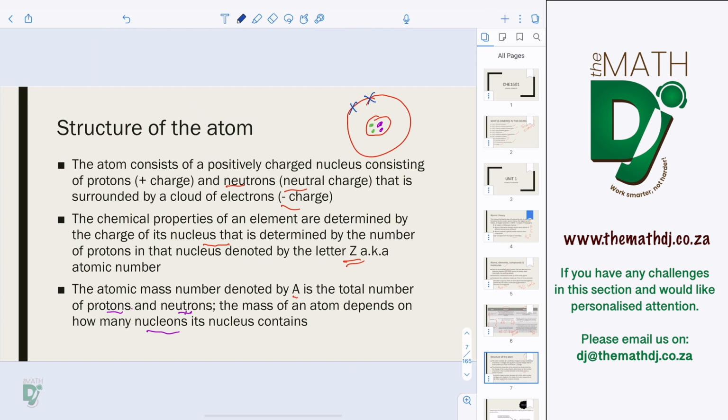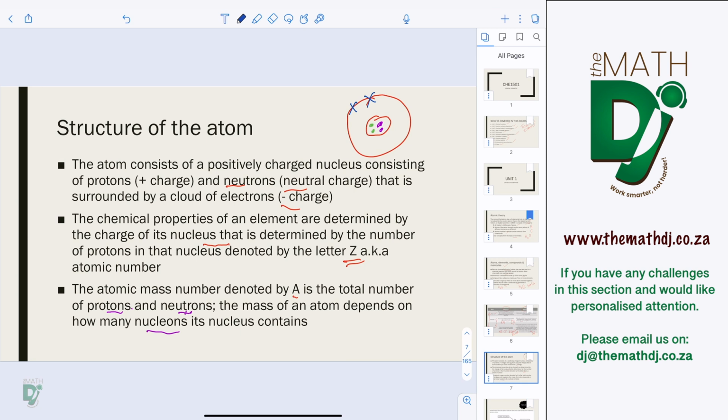There are electrons. Electrons have a negative charge, so they balance out the nucleus. So basically that is it. The nucleus has neutrons and protons, which are collectively known as nucleons. Remember that.